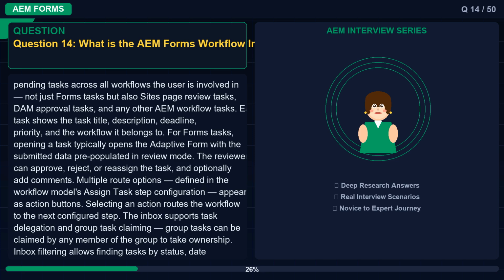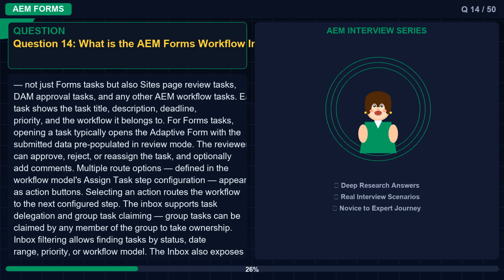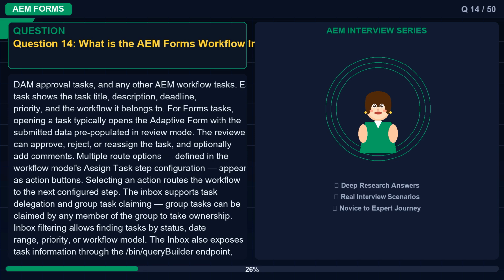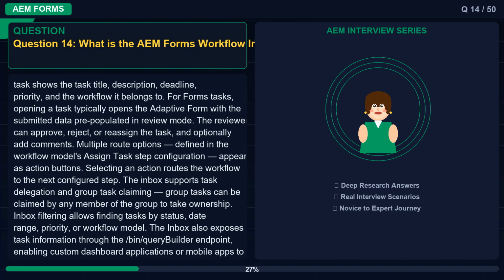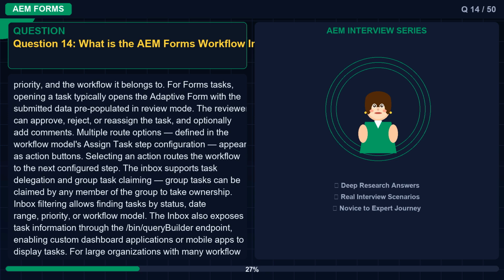For forms tasks, opening a task typically opens the adaptive form with the submitted data pre-populated in review mode. The reviewer can approve, reject, or reassign the task, and optionally add comments. Multiple route options, defined in the workflow model's Assign Task Step configuration, appear as action buttons. Selecting an action routes the workflow to the next configured step.